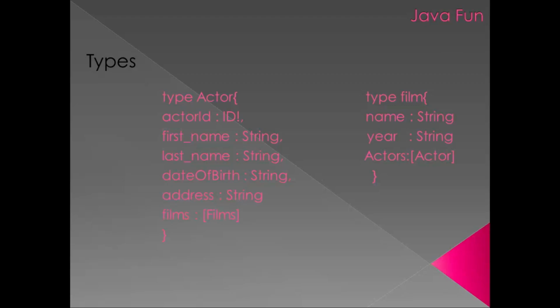And what are the attributes of those entities? An actor can have an actor ID, first name, last name, the date of birth, address, and the film she has worked on. The film basically has a name, the year in which it was launched, and who are the actors that worked on it. If you want to model it on the Java side, we'll see how to model it.